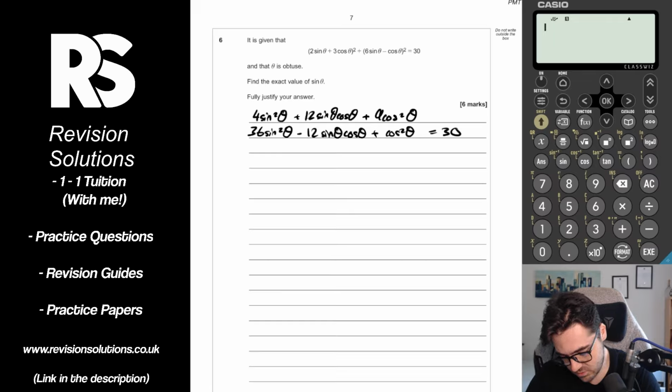Then the cross terms actually cancel, as it turns out, and we can collect the sine squareds and cos squareds, so that would be 40 sine squared theta plus 10 cos squared theta is equal to 30.